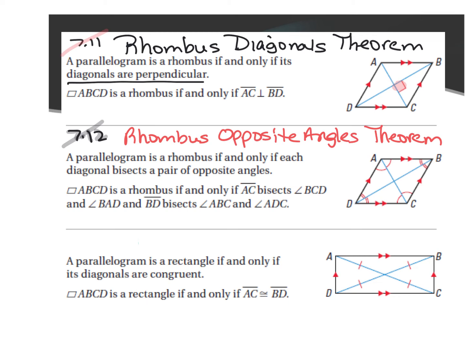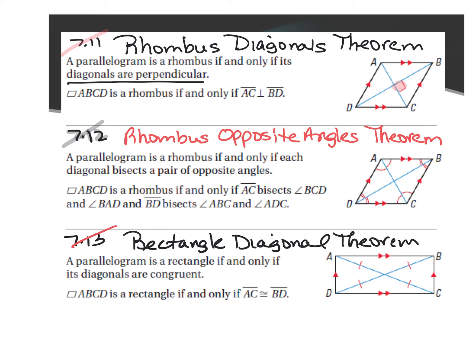And then the last one here is called number 713. Again, don't memorize the number. The name here, actually this is for a rectangle. This is called the rectangle diagonal theorem. And this one states that a parallelogram is a rectangle if and only if its diagonals are congruent. So here, parallelogram ABCD is a rectangle if and only if diagonal AC is congruent to diagonal BD. And this is all the information that I also put into that Venn diagram.